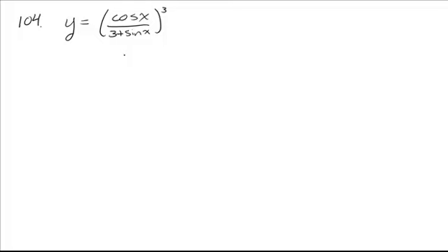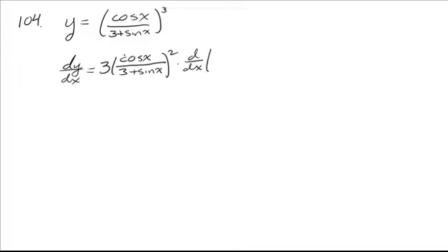I want to take the derivative of y equals (cosine of x over 3 plus sine x) all to the third power. And so we have a chain rule because we got a function inside a power function. So the first thing we're going to do is take the derivative of the outside, which is a power function. So we use our power rule, bring the 3 out front, leave the inside alone, and then we'll decrease the power by 1. Now we got to multiply by the derivative of the inside.